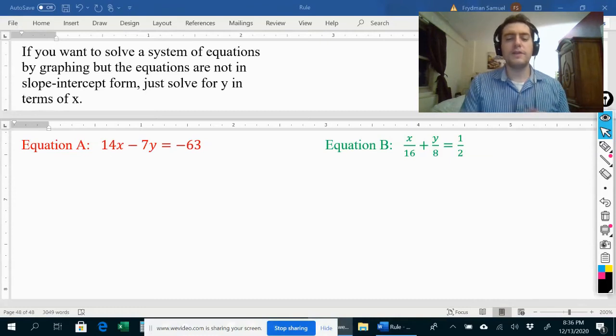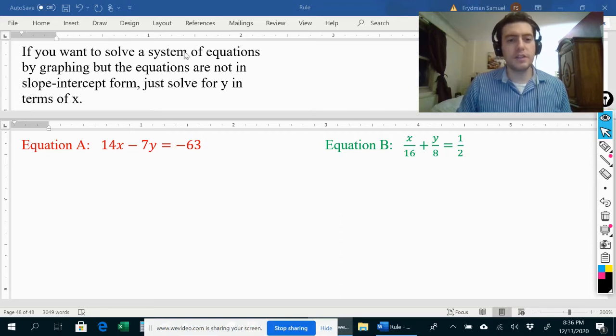Hi everybody. In this video we're going to talk about what to do if we want to solve a system of equations by graphing, as opposed to the elimination method or the substitution method, but those equations are not in slope-intercept form to begin with. And the answer is pretty simple.